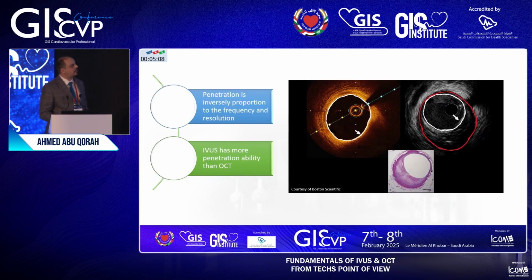This is for the penetration. As you can see here, we have the same lesion, but it's a TCFA, thin cap fibroatheroma. In the IVUS, you can see the external elastic membrane and measure the whole vessel diameter. But in OCT, you can just measure the lumen.